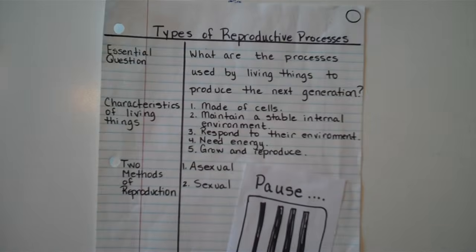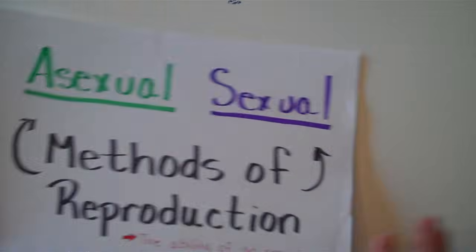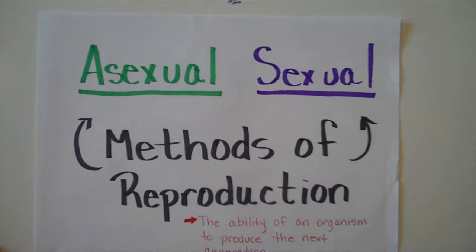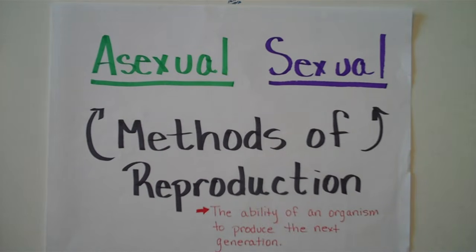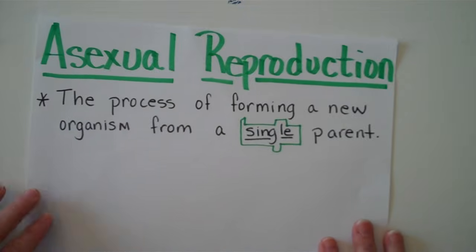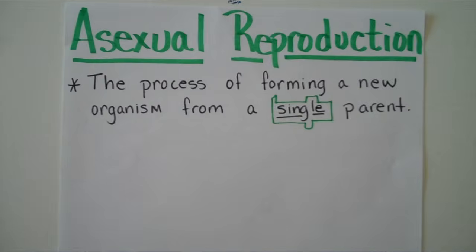All living things must be able to reproduce, otherwise the species would die out. Reproduction is the ability of an organism to make the next generation. There are 2 methods of reproducing, asexual and sexual. Asexual reproduction is the process of forming a new organism from a single parent.